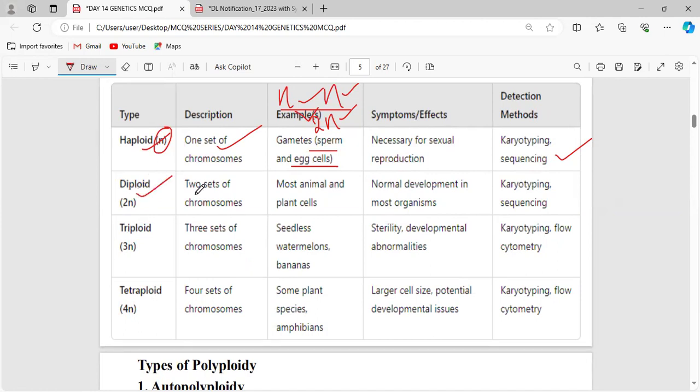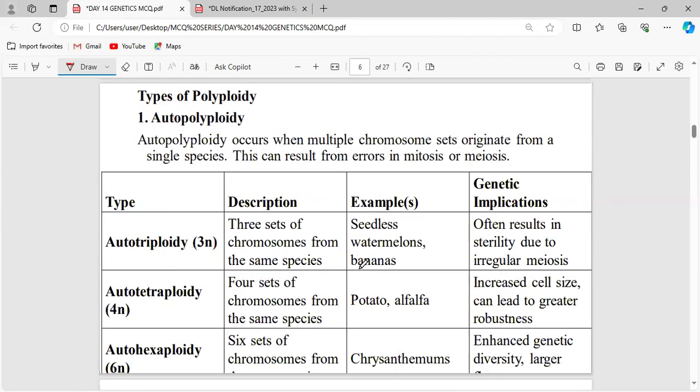We know what a diploid is: two sets of chromosomes. Triploid means 3n, and tetraploid means 4n. These are the types of ploidies. In tetraploid, we have four sets of chromosomes. It appears in plants and also in some species of amphibians. It looks larger in size. In triploid, it results in sterility and some developmental abnormalities. Triploids are seen in seedless watermelons and some banana varieties.